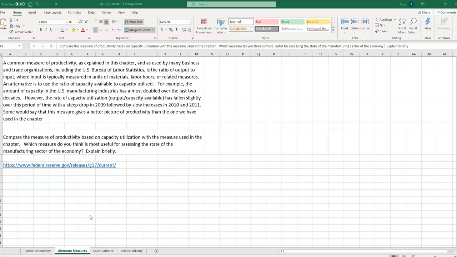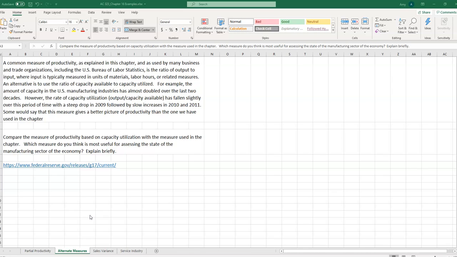So if we follow this web link here, which I highly encourage you to do, there was a lot of really interesting information there. So looking at the measure of productivity based on capacity utilization with the measure used in the chapter of partial productivity, which measure do we think is most beneficial? So the nice thing about the measure based on the manufacturing capacity utilization is that it's easier to think about as the rate of utilization of invested dollars.